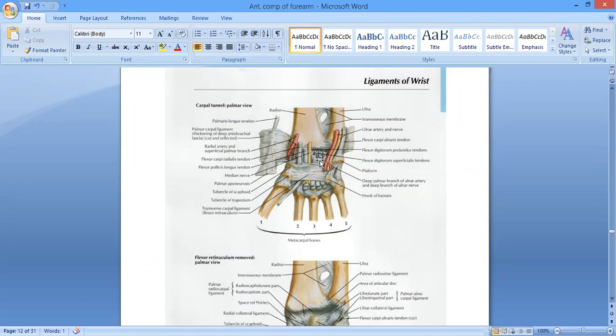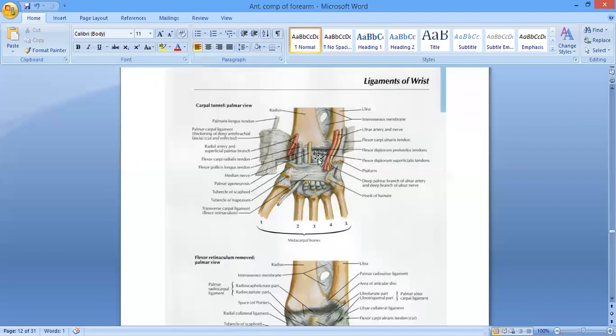I repeat it again. In this common synovial sheath, the tendons of flexor digitorum superficialis and profundus are passing, and then the median nerve, and then the flexor pollicis longus, and then the flexor carpi radialis. No problem till here, children? Is it clear? So in the anterior compartment we have talked about the flexor retinaculum. I told you that these structures pass from here.